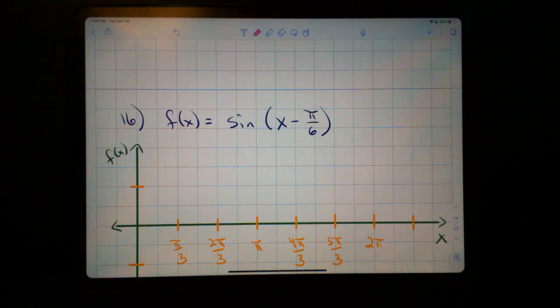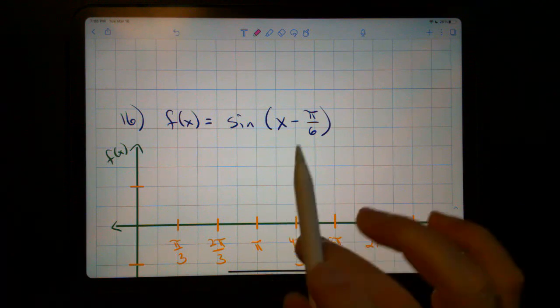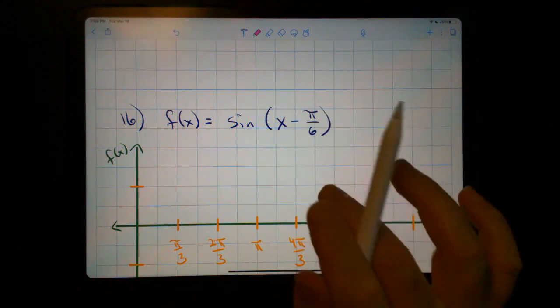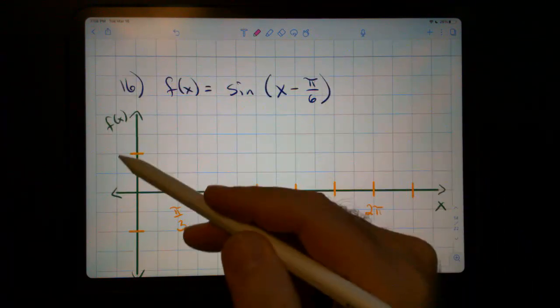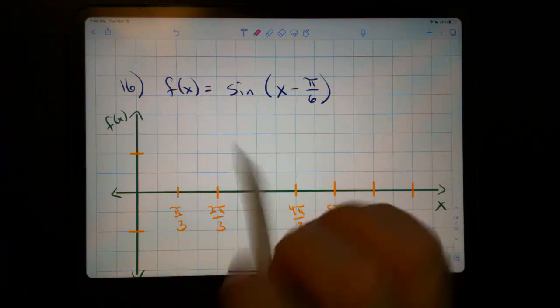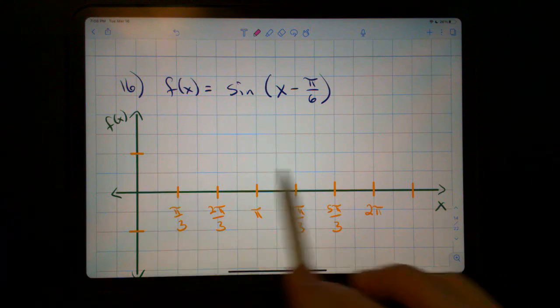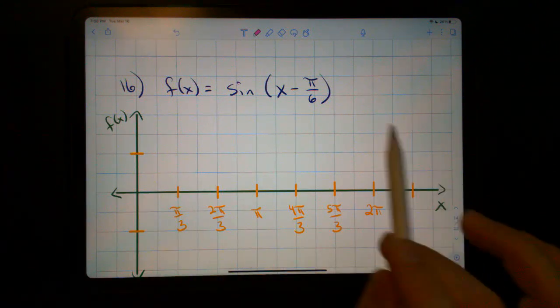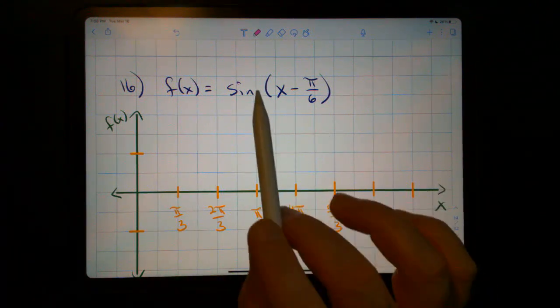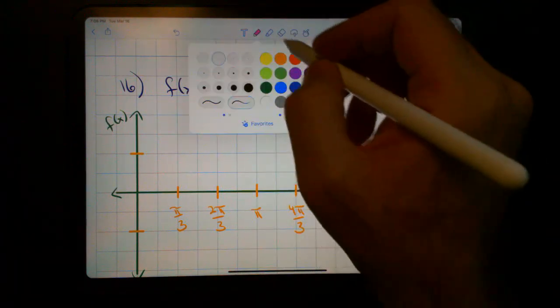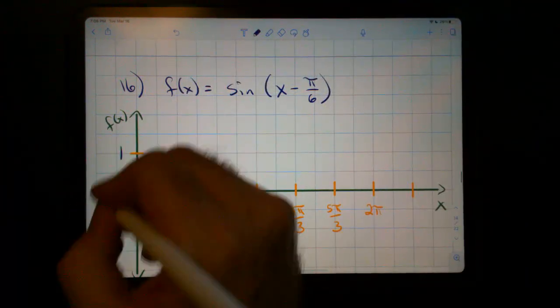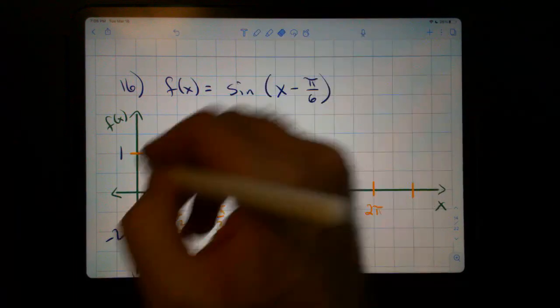Hello. For this one, I'm going to graph f of x equals sine of x minus pi over 6. Here I've labeled my vertical axis as f of x. I suppose you can label it as y if you like. X-axis, the horizontal axis. Our amplitude is 1, so we're going to go up to a positive 1 and down to a negative 1.